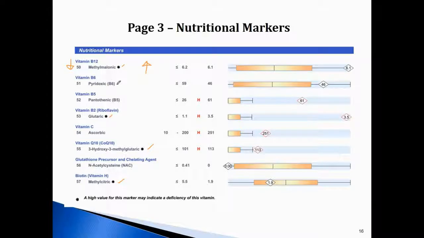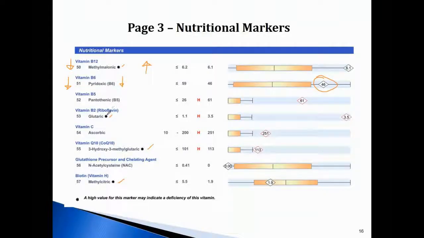Compare that to the markers that don't have an asterisk. So these are more direct markers. So B6, when the marker is low, would indicate a lack of B6 in the body. In this case, it's normal. Sometimes it just shows up normal because the person's on B6.